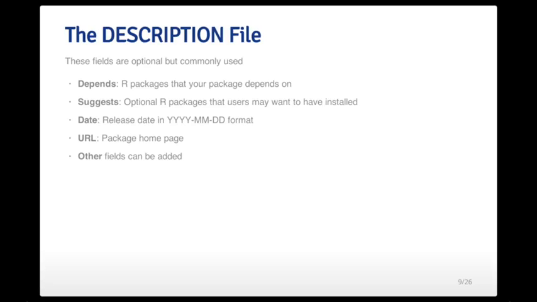And then the date just indicates the release date for the package. The URL, if your package has a home page, you can list the URL for the home page. I often list the link to the GitHub repository for each of the packages. And then you can add other fields to the description file just for your own benefit, but these will generally be ignored by R.